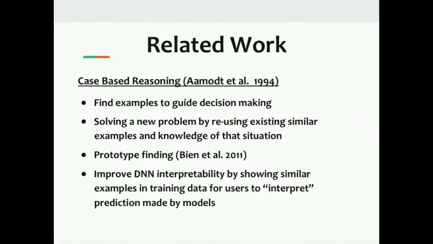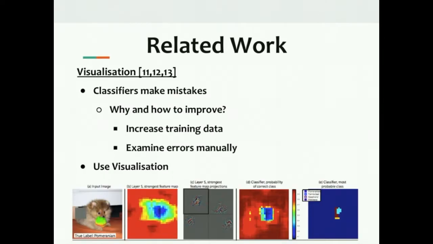In our work, we use this case-based approach to improve deep neural network interpretability by showing similar examples in training data for users to interpret predictions made by models. When a classifier makes mistakes, the engineer has little information as to why the classifier made the mistakes and how to improve its performance. Currently, the resources available are to increase the training dataset size or to examine errors manually, so diving into the trial and error process of seeing what features are missing or what training data might be missing and retraining the model. This is very time consuming.